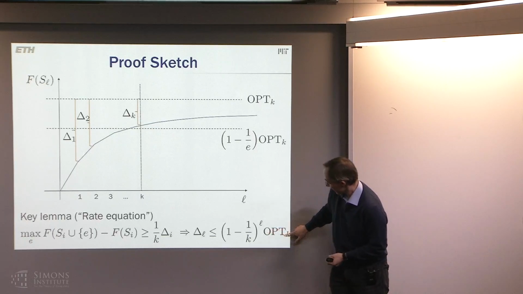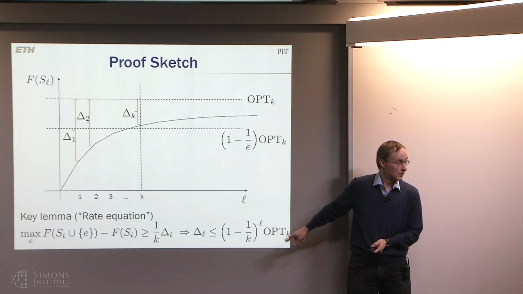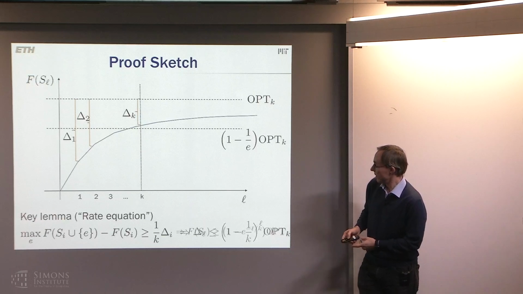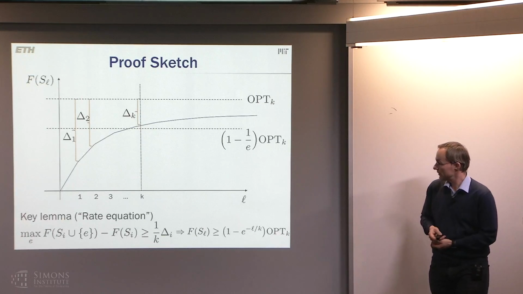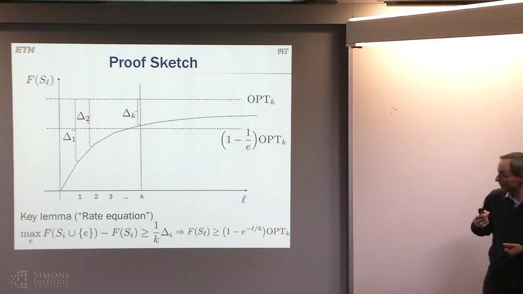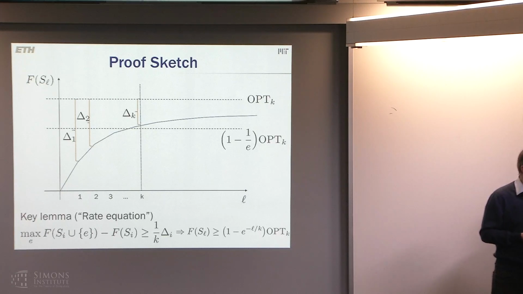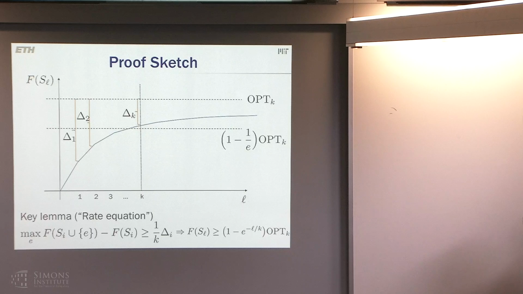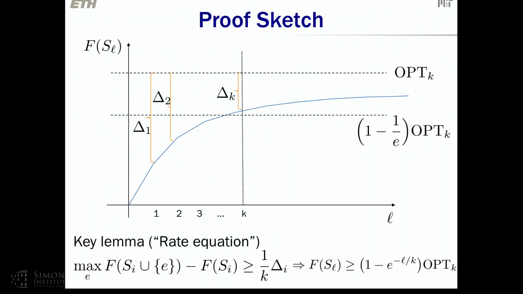That gap is at most the optimal value. All right? And then if you solve for this, you can show that essentially the value at the Lth iteration of the GREEDI algorithm is at least 1 minus e to the minus L over k times the optimal value of size k. So of course, if you plug in L equals k, this just gives the 1 minus 1 over e, the result from the previous slide.